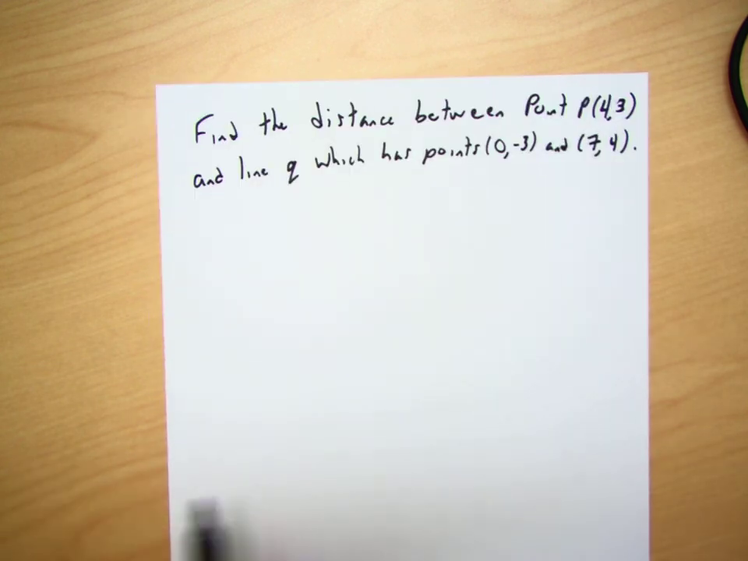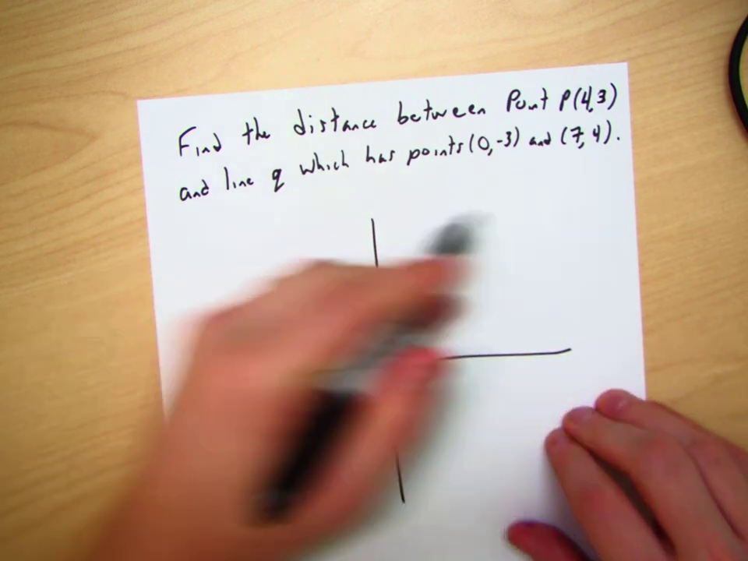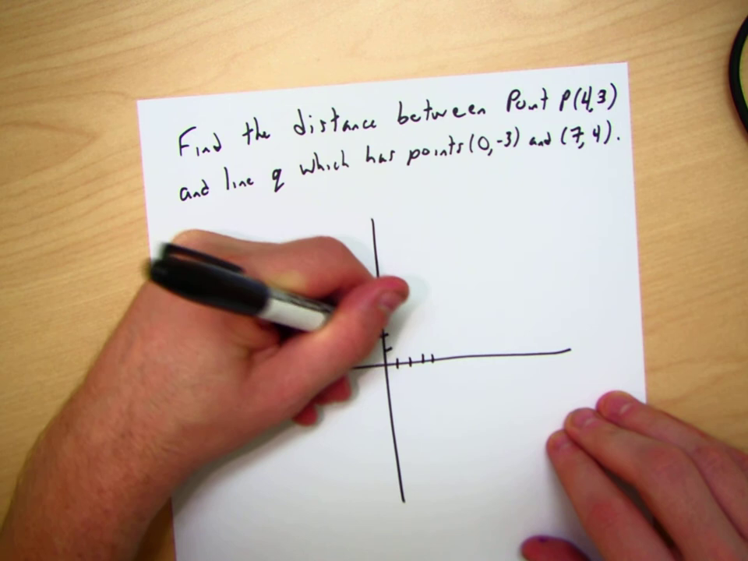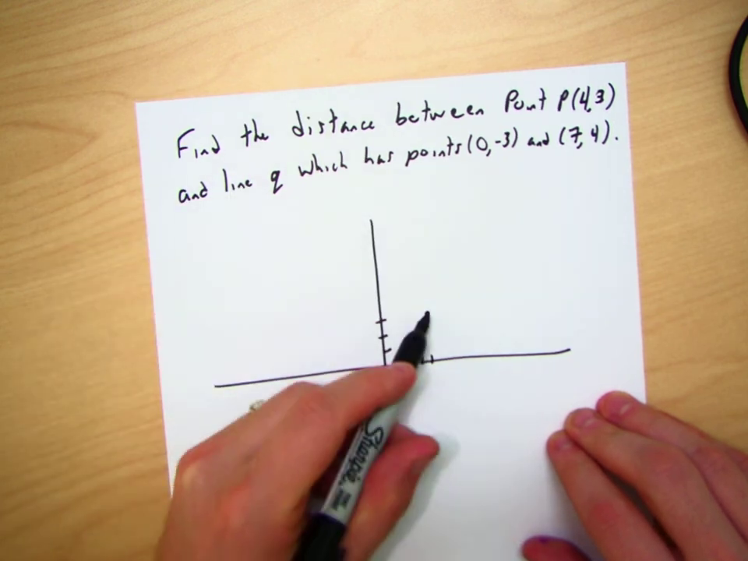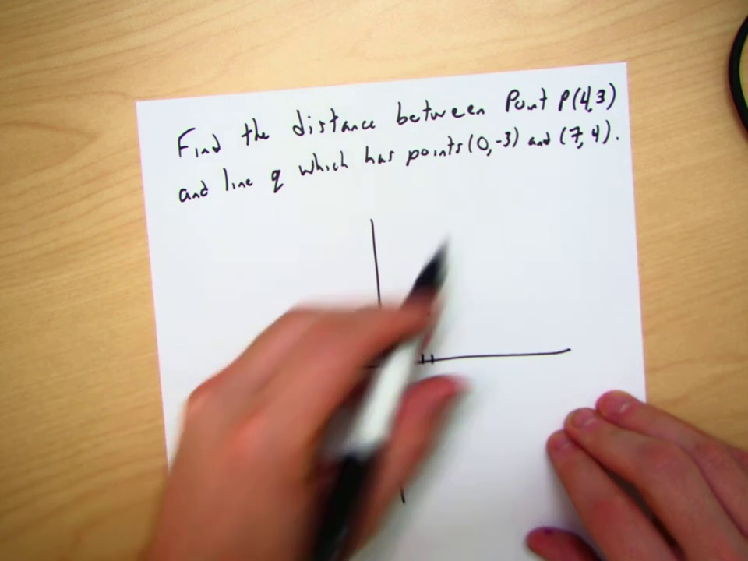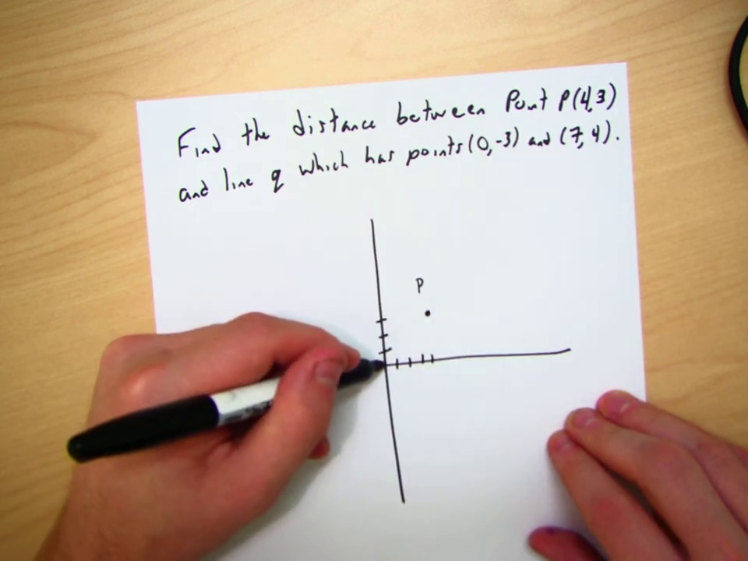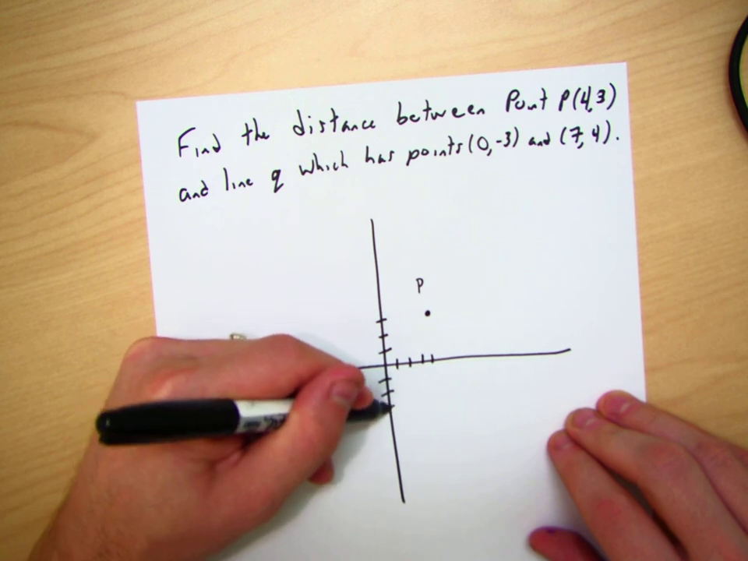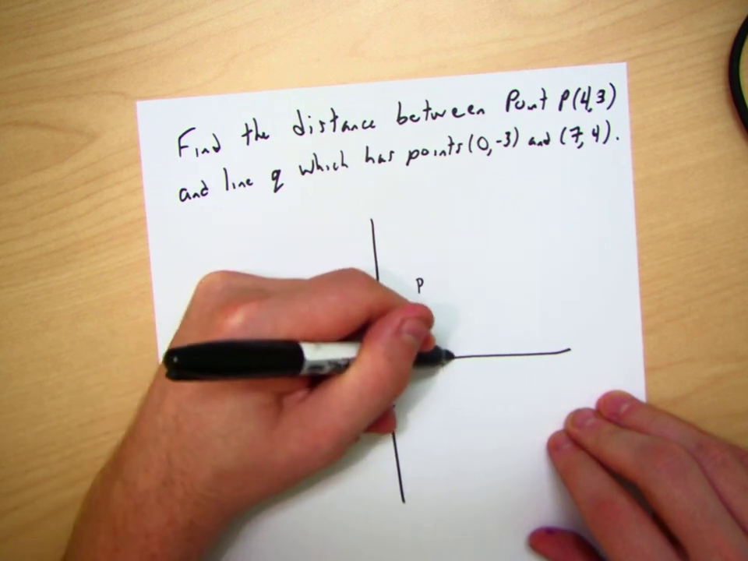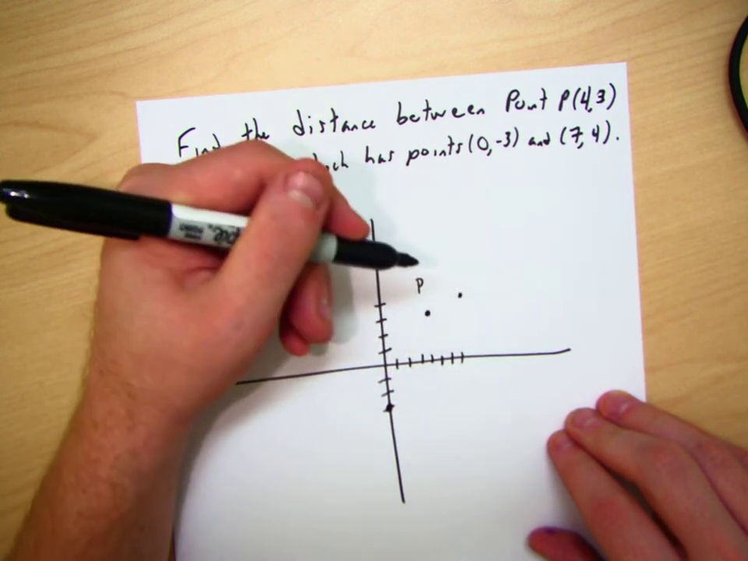Now to do this one, I'm going to make a quick sketch of what this looks like. Point P is going to be 1, 2, 3, 4, and 1, 2, 3, right over here. There's point P. My other points here: (0, -3) is going to be right over here, and (7, 4) is somewhere about there.